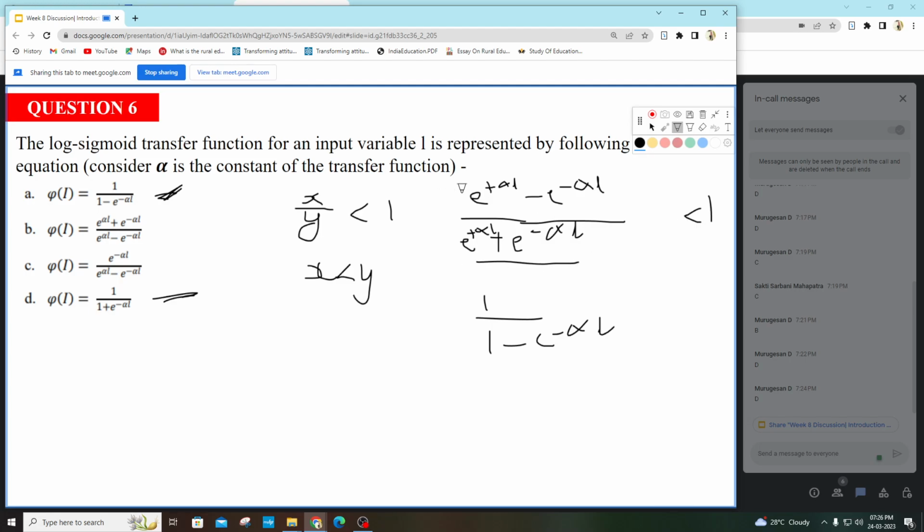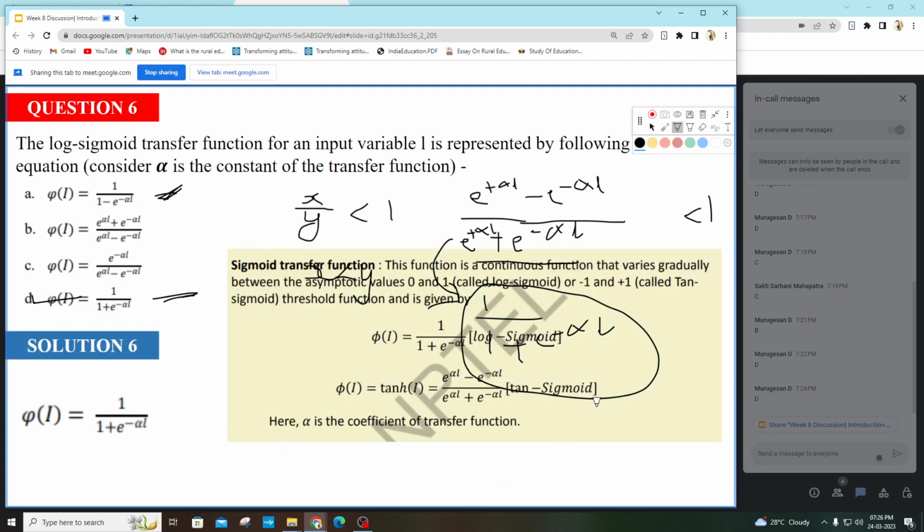So you can derive this log sigmoid function from the tan sigmoid function. You only have to replace the numerator with 1, and replace the e to the power alpha L term in the denominator with 1. By this you can memorize your log sigmoid function. So answer D is your correct answer.